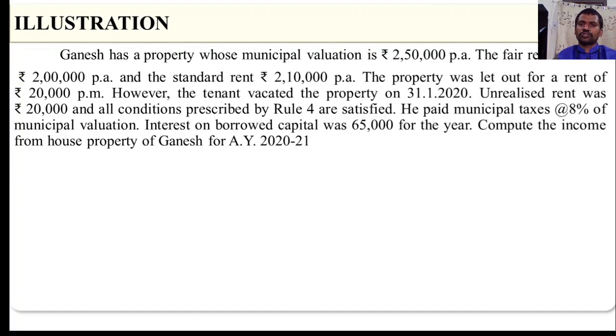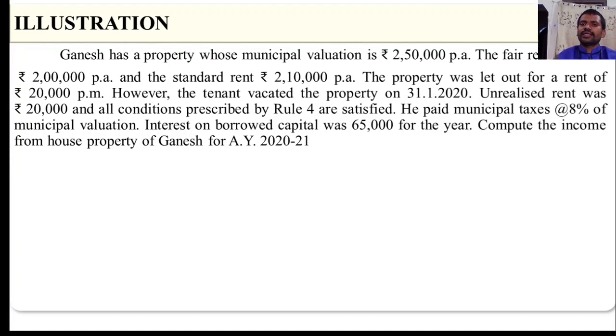Whichever is more, municipal value is more. This municipal value has to be compared with the standard rent. The standard rent is 2,10,000. Municipal value is 2,50,000. Whichever is less, standard rent is less. So standard rent has to be taken as expected rent. Then, the property was let out for a rent of rupees 20,000 per month. This is the actual rent.